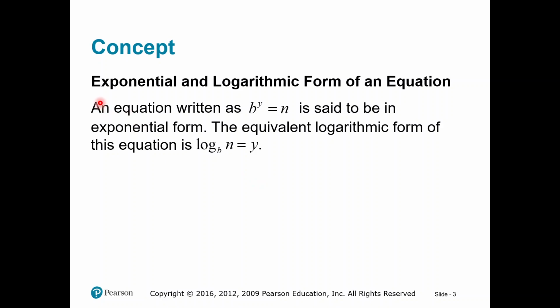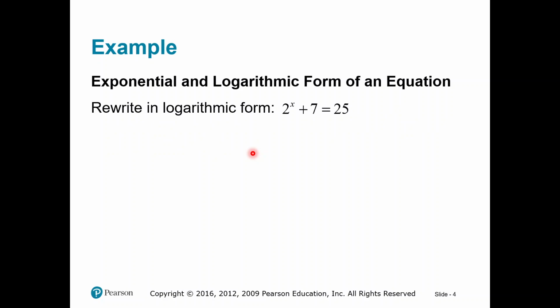Now, we have the exponential and the log form of an equation. And so b to the y equals n. Remember, the exponent y is the log. And so b to the y equals n is the same thing as saying log of n base b equals y. So for example, if I have 2 to the x plus 7 equals 25, first let's subtract the 7. And so 2 to the x equals 18. Now remember, x is the log of the base 2, and so x is equal to log of 18 base 2.